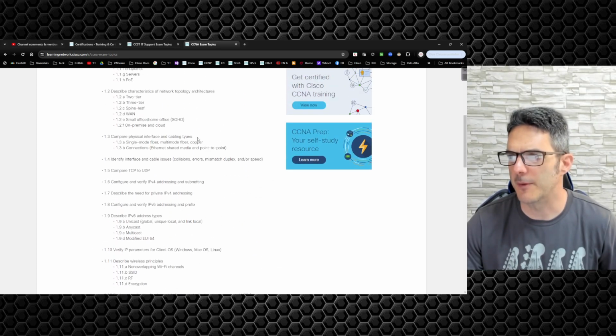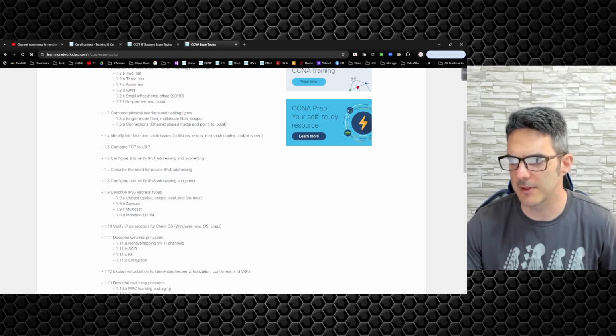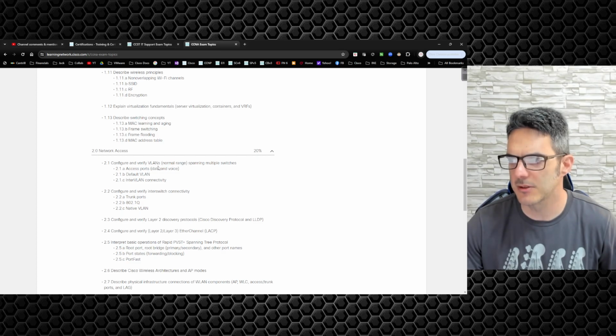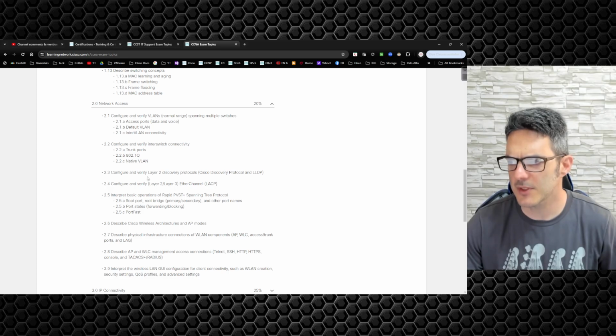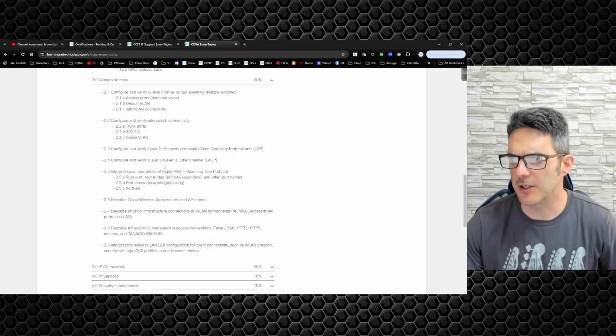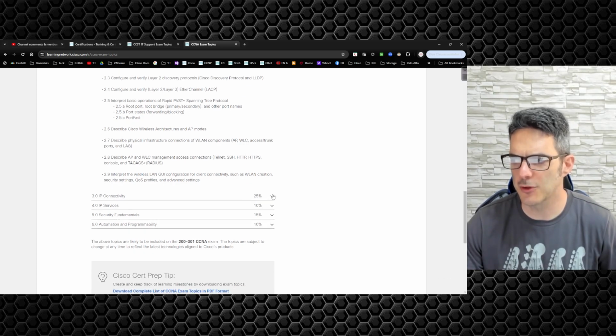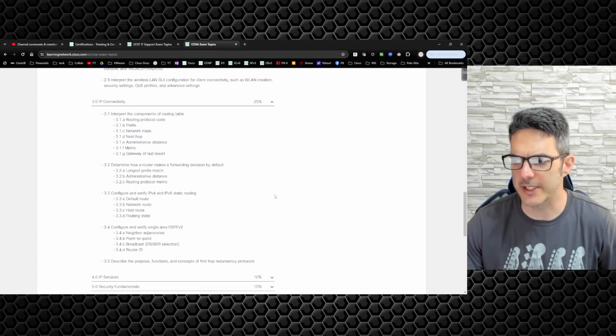If we look at the configure section, we have configure and verify IP addressing and subnetting. That's easy to do. Same thing with v6. Then configure VLANs, configure trunking, and configure and verify layer 2 protocols, CDP, LLDP, verify layer 2 and layer 3 port channels. Then it's describe a bunch of wireless. I can go and make labs specifically for these and how that would work.